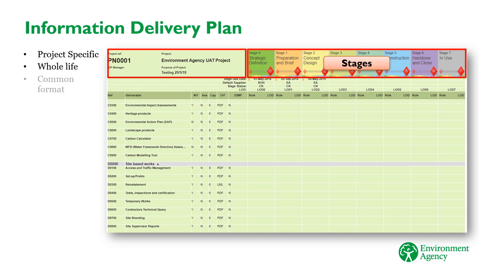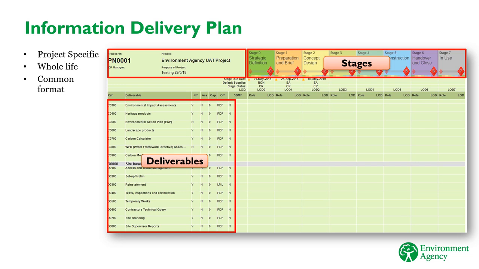The IDP has a common format across the EA program. On the left side of the IDP page, you see a list of different types of information we typically procure. These are called deliverables. All EA projects use the same IDP template, so that information is categorised in the same way. This makes life easier for project teams.